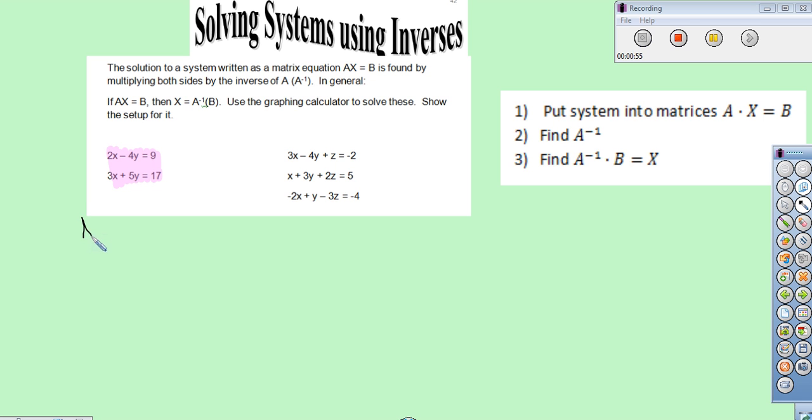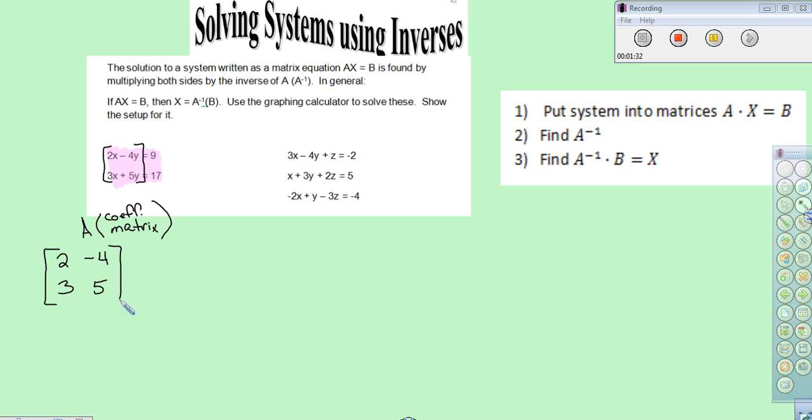Matrix A, remember, we call that the coefficient matrix. The coefficient matrix is exactly like it sounds. It is the matrix that's made up of the coefficients. So in this case right here, we get 2, negative 4, 3, positive 5. And that's known as our A matrix, or coefficient matrix.